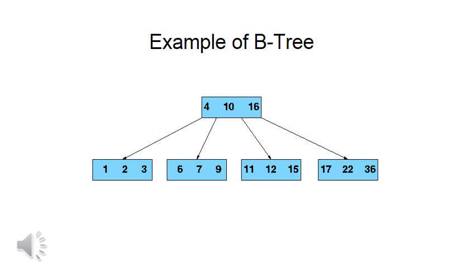So I wanted to go over an example of a B tree. In this example, we see three keys in the root, which are 4, 10, and 16. Because it has three keys, you know that it's going to have four children. The four children nodes are 1, 2, 3; 6, 7, 9; 11, 12, 15; and finally 17, 22, and 36.